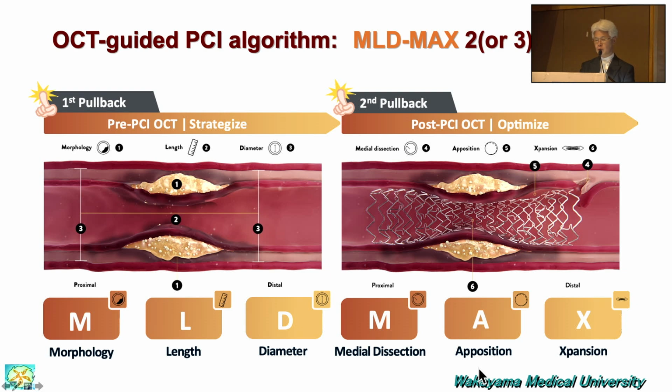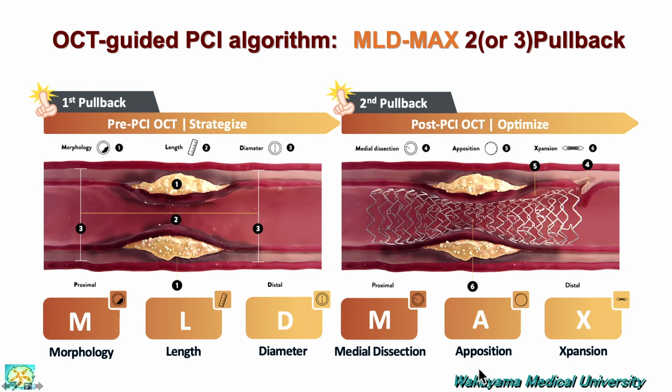We always follow this algorithm: OCT-guided PCI, MLD max, 2 pullbacks originally, but sometimes 3 or 4 pullbacks, because between the procedure we try to measure or check the result. What is MLD? M is morphology, as Samir said in IVUS, and also the length, and also the diameter. It's completely the same. And after putting in a stent, we try to check the medial dissection, M, and apposition and expansion. All are very similar to IVUS.